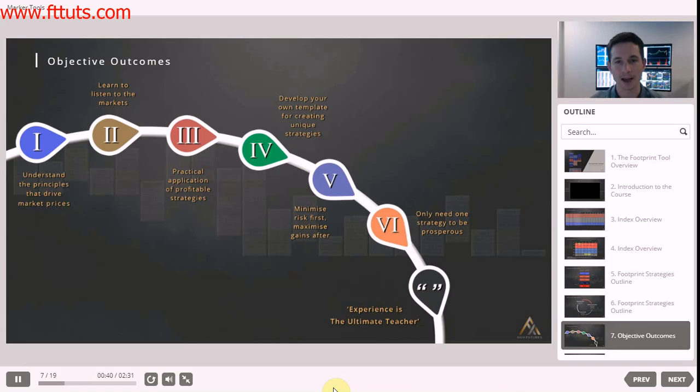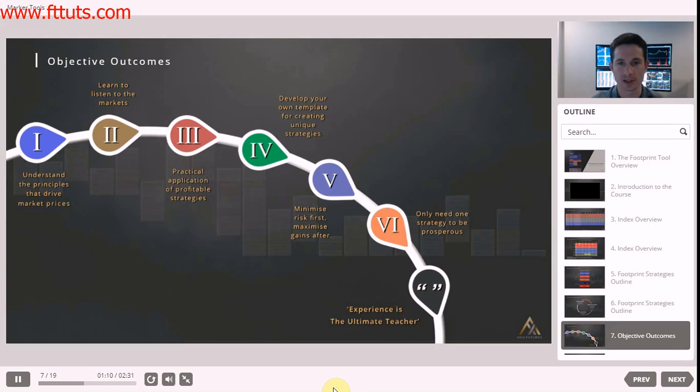The second outcome I'd really like to achieve within each one of the units is to teach you to learn to listen to the market. Rather than take a biased or opinionated subjective approach to the markets, I want you to learn to become very objective, drawing upon the fact-based information that is within the market, and ultimately learn to listen to what the market's saying. The third outcome I'd like to achieve is for you to be able to practically apply each one of the trade strategies.